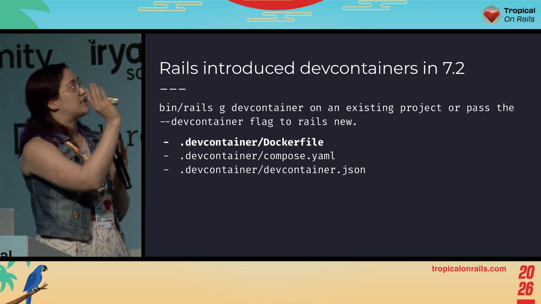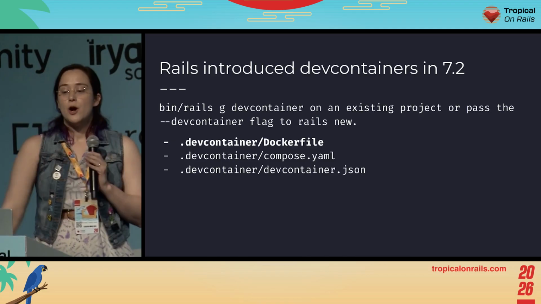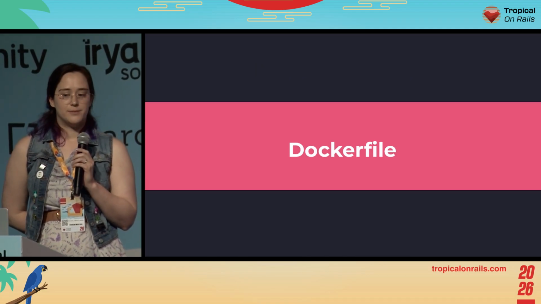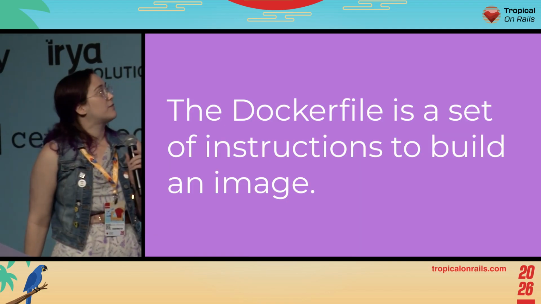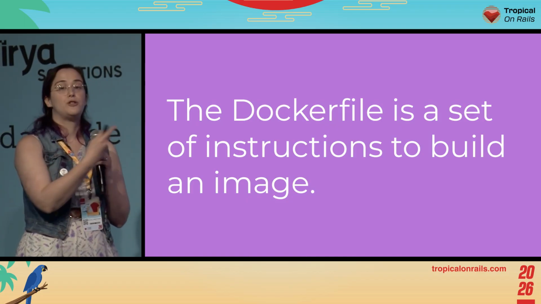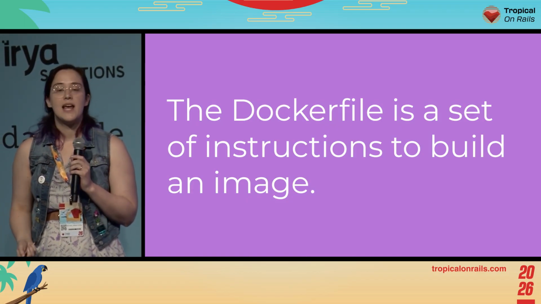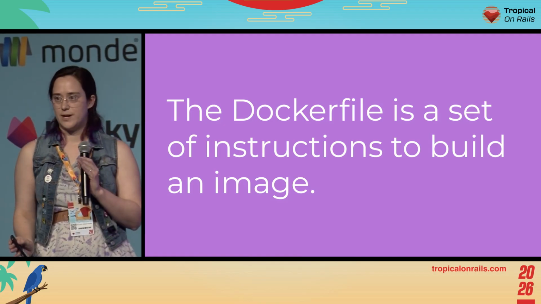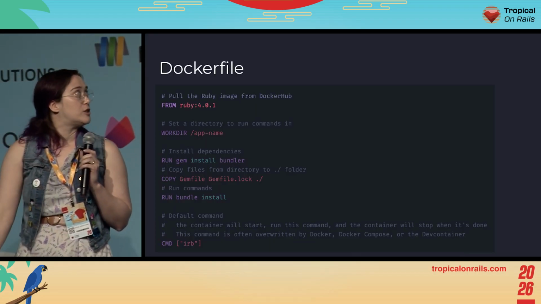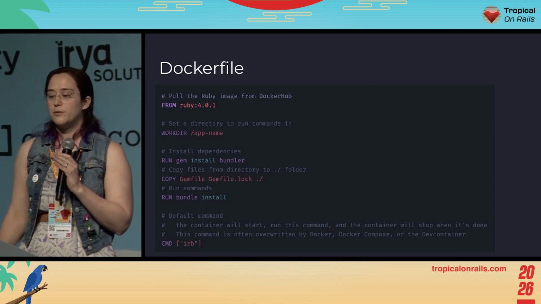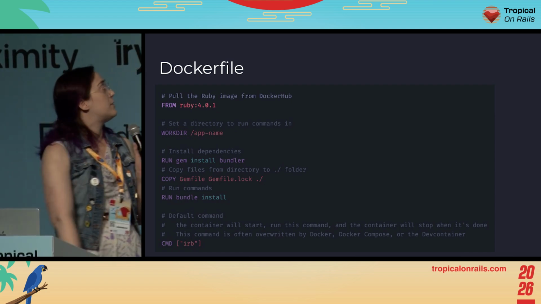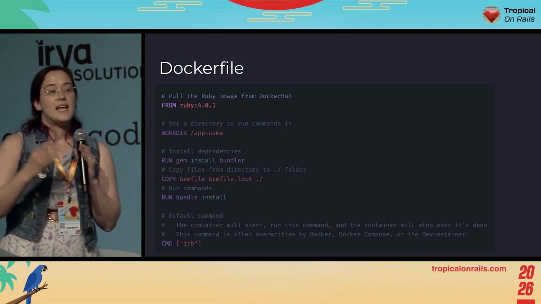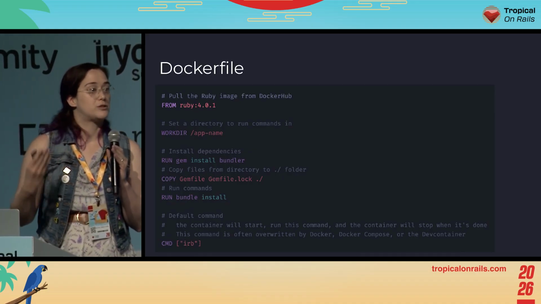Now I feel like we're ready to talk about these files. We're going to start with the Dockerfile. The Dockerfile is a set of instructions to build an image. We're going to go through a bare bones, simple example of one. We're going to start with a FROM. For our Ruby projects, this is normally Ruby and then the version. This Ruby image is what we're starting with.